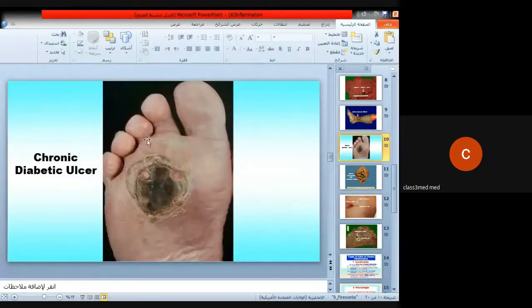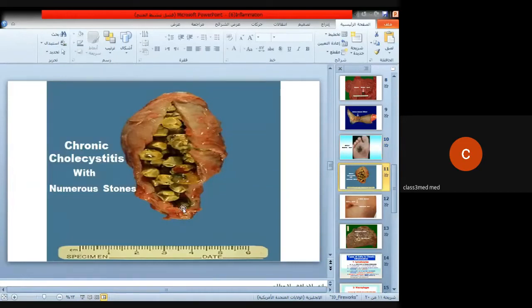This is also a diabetic patient with a chronic diabetic ulcer in the sole of the foot. Chronic ulcer in the sole of the foot. This is also a diabetic patient, diabetic ulcer. This is a gallbladder filled with stones, with diffuse fibrous thickening in the gallbladder wall. And these are numerous stones involving the gallbladder. This is a chronic cholecystitis.